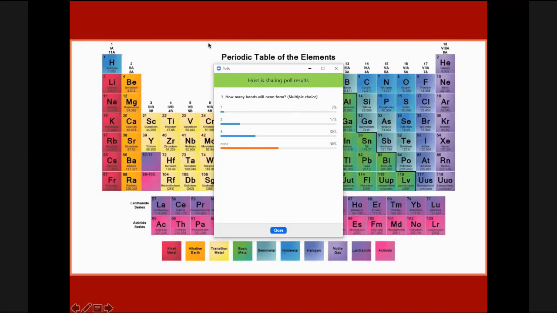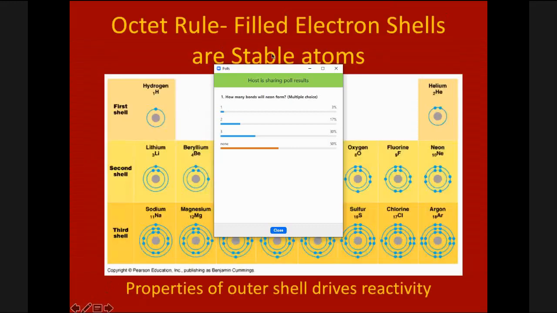Here we are. So we're doing okay with our understanding of predicting how many bonds an element will form. Why don't we recap neon? Let's go back. I'm going to use this because it's already illustrated out.